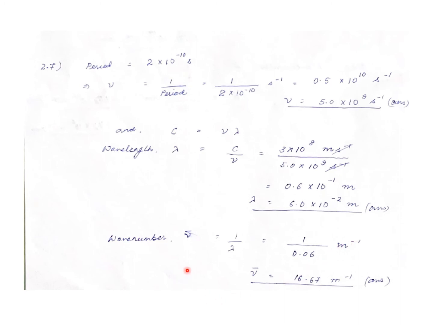Again, you need to find out the wave number, and wave number is given by 1 upon lambda. You just took out lambda, so you just reciprocate this value and you will get the answer in per meter, which is 16.67. I hope I'm clear with all of these.